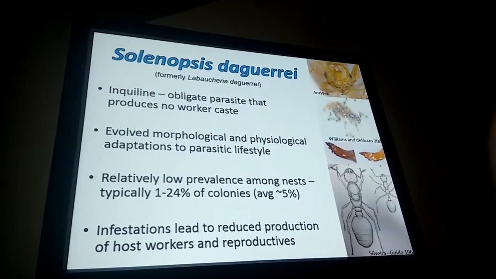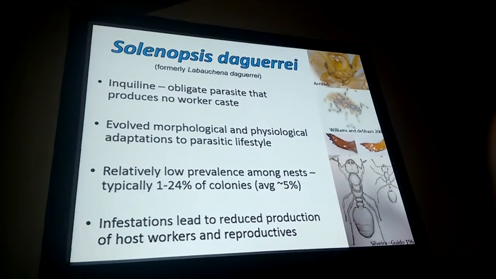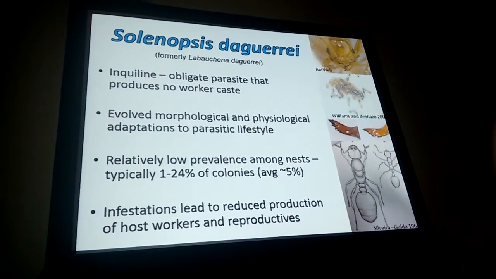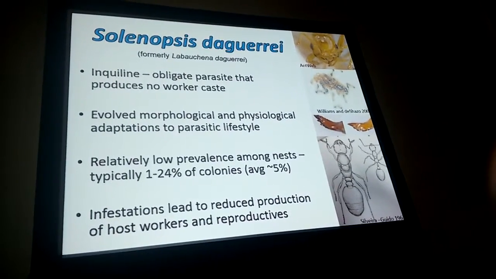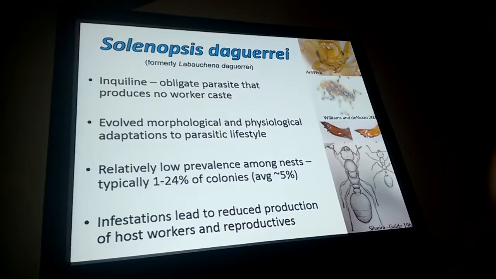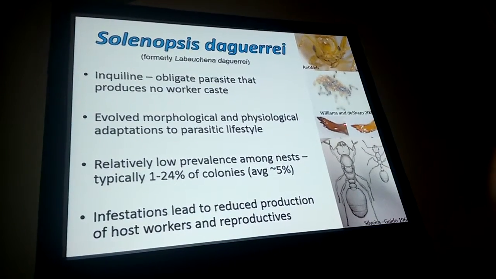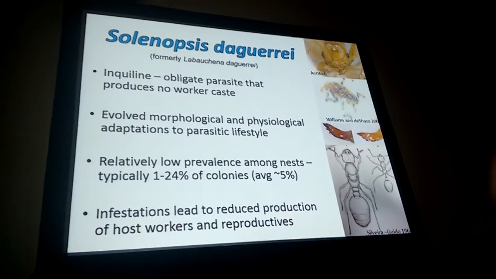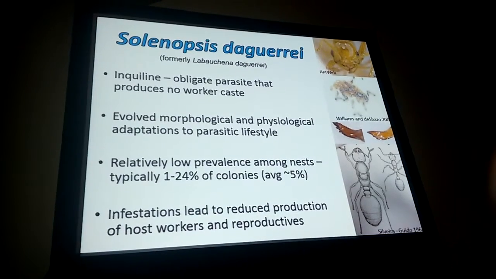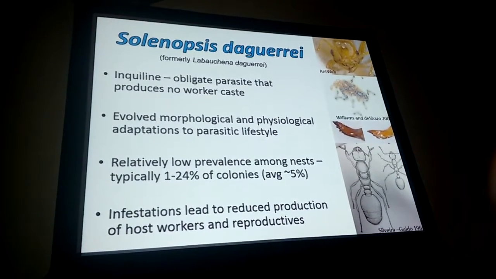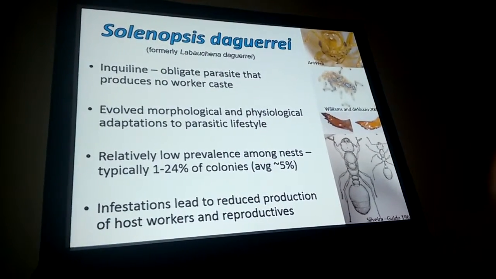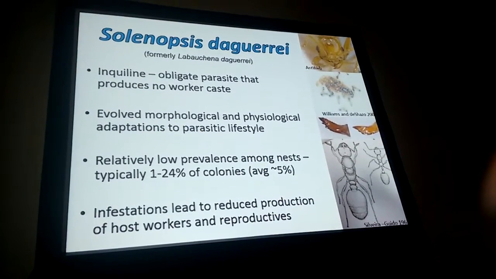So the species I'm going to be talking about today is Solenopsis daguerrei. It's native to South America, and it's an inquiline, so an obligate social parasite. It requires its host to live. Like many social parasites, it's evolved morphological and physiological adaptations to suit its lifestyle. So here they have much less serrated mandibles, about big enough that won't chop the head off of their host queen. They also have some way of chemically camouflaging to get in undetected into their host colony. And then they're also much smaller than their host, which is typical of social parasites.